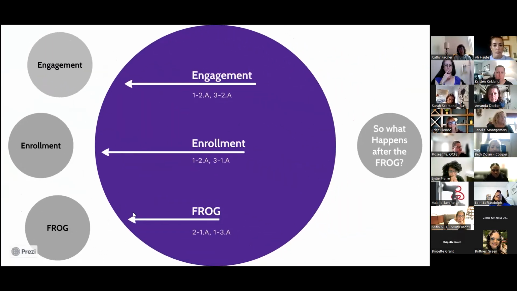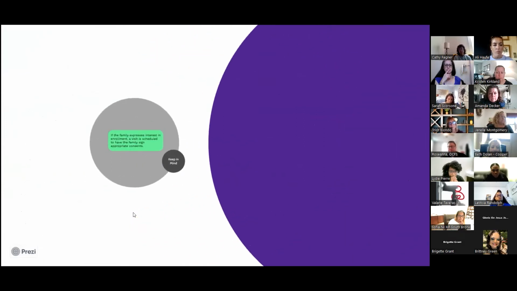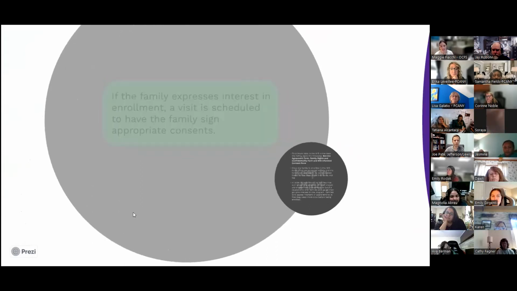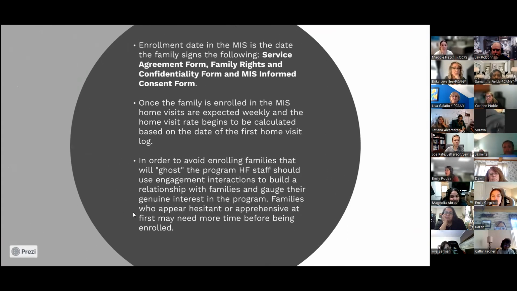So after engagement comes enrollment. If a family expresses interest in enrollment, a visit is scheduled to have the family sign appropriate consent. So some things to keep in mind here, the enrollment date in the MIS will be the date that the family signs the service agreement form, the family rights and confidentiality form, and the MIS informed consent form.